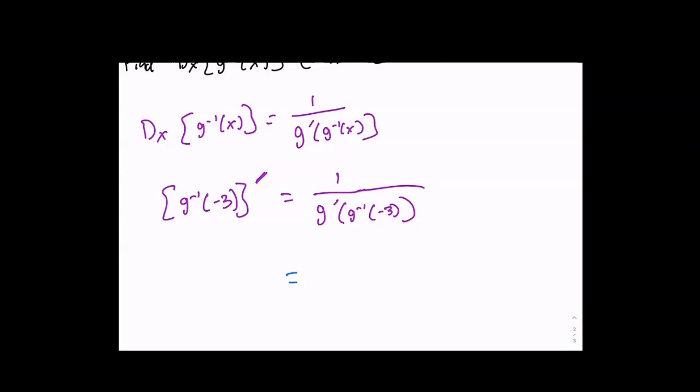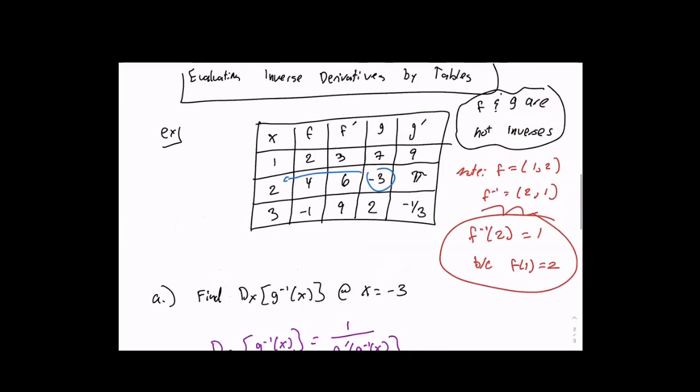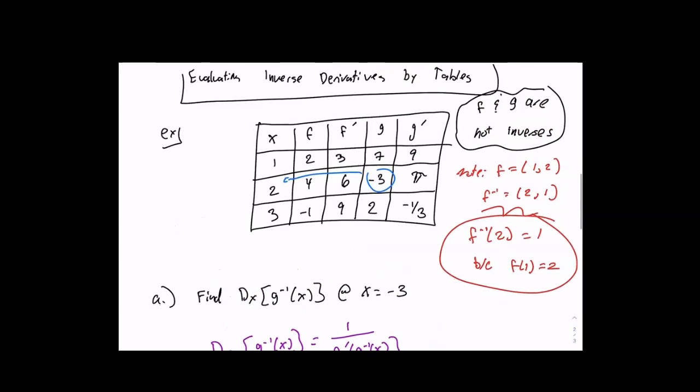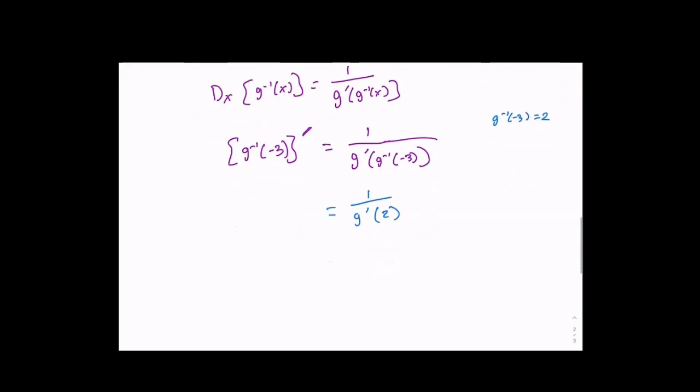Negative 3. Well, the negative 3 is the closest thing in the parentheses, but that's part of an operation. So the operation is what's attached to it, which is that g of negative 3. So we just noted that inverse g of negative 3 was 2, because right here we go backwards when we evaluate inverses. And so this becomes 1 over g prime of 2. Good. And now I just go to my table.